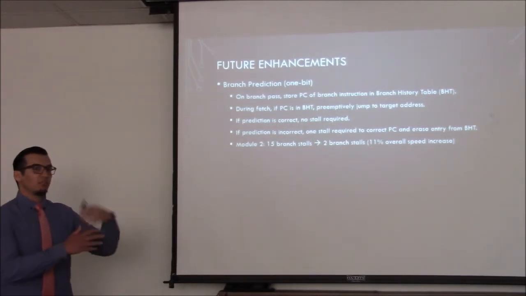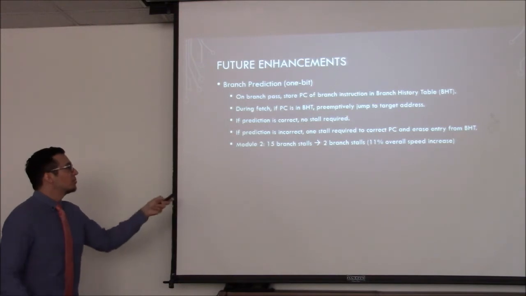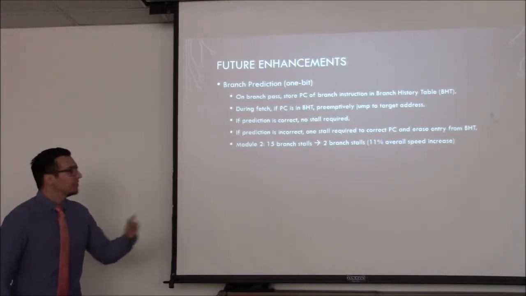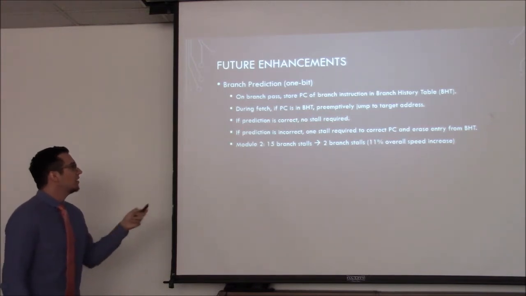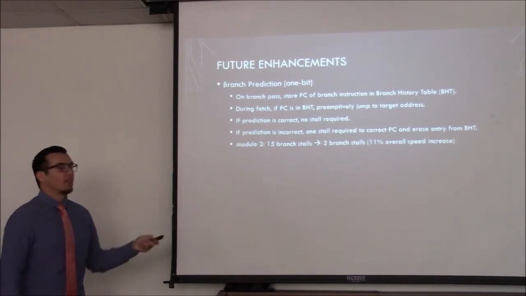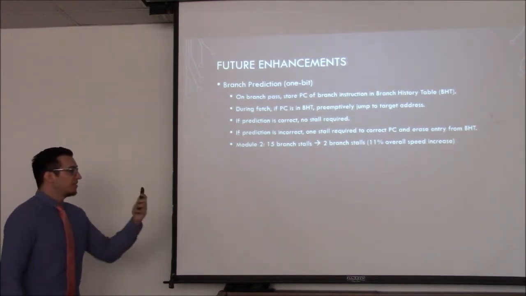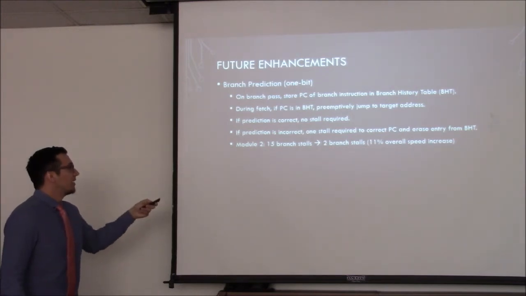That means that when you previously executed that branch, you jumped, and so you're predicting that you'll jump again. If the prediction is correct, you do not require a stall. If it is incorrect, one stall is required to correct the PC and erase that entry from the history table so that you do not jump again. You do not predict a jump if you do not pass.